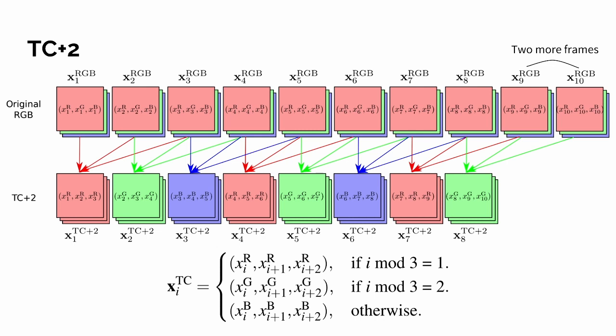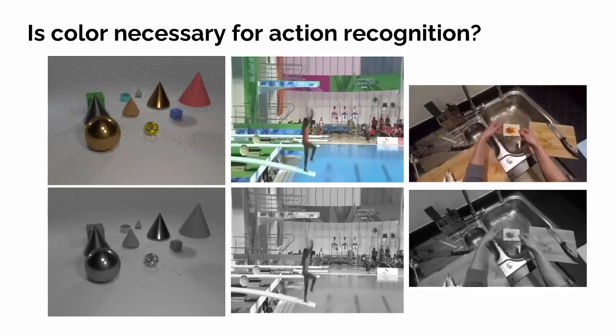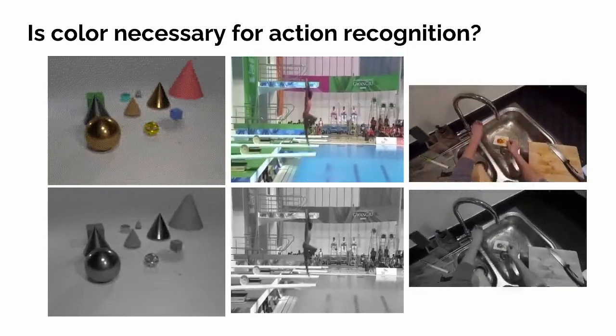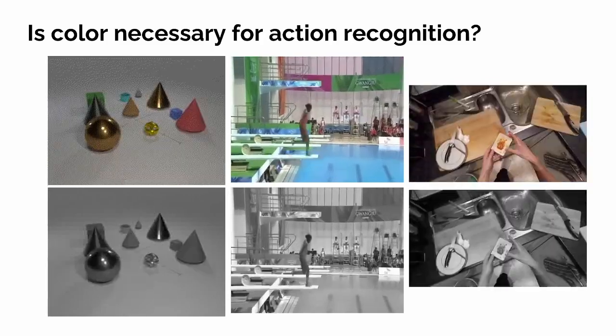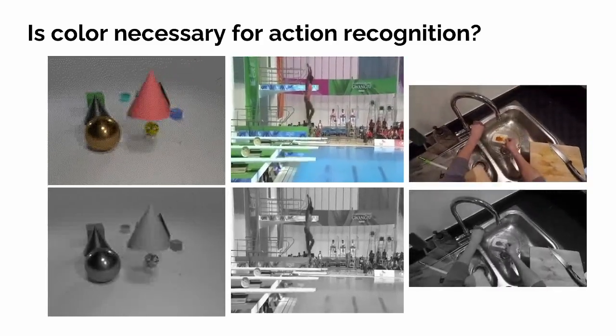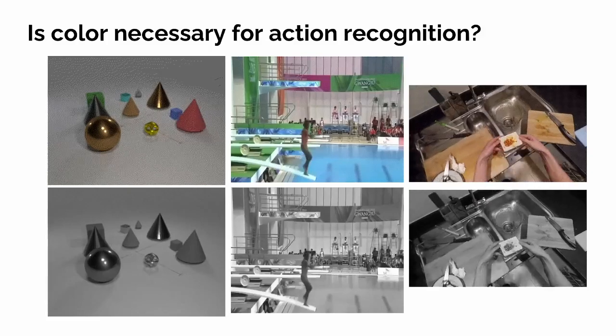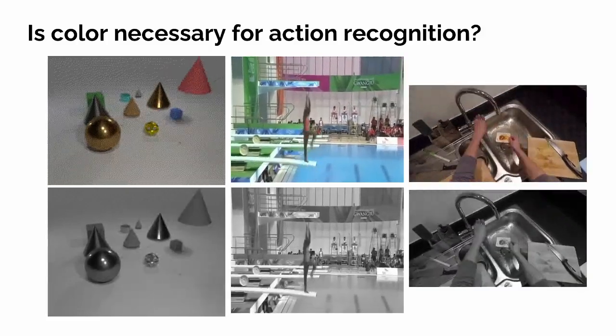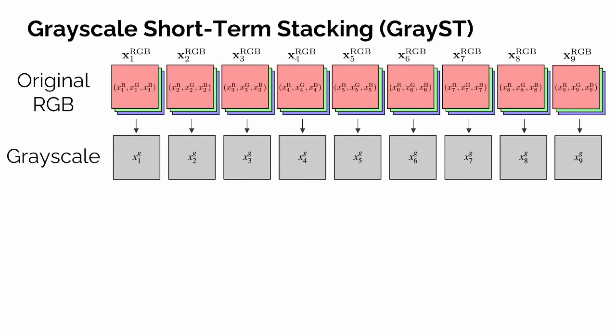consistently. The next method is inspired by the fact that humans don't have issues recognizing action in grayscale videos, as you can see in these videos. Can you tell what they're doing even though you don't have color information? Is color really necessary in action recognition? By foregoing the ability to reason about color, we can instead sample more frames.